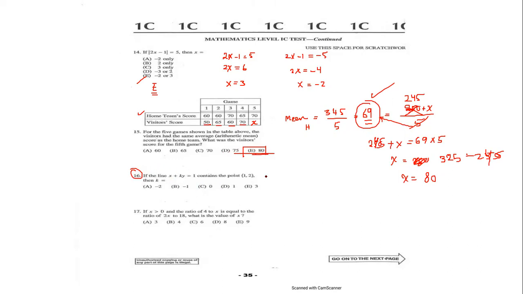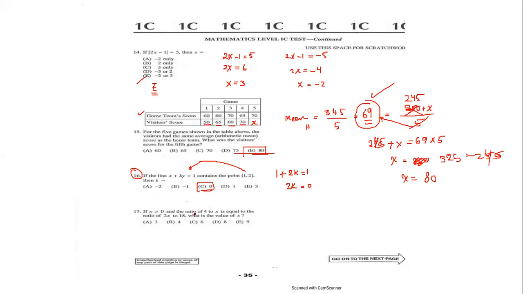x plus ky equals 1 contains the point (1, 2), then k? Contains the point means the point satisfies the equation, so substitute 1 for x and 2 for y. So 1 plus 2k is equal to 1. So 2k is 0 and k is 0. Okay, k is 0. This is C. 17. Pay attention, please, guys.